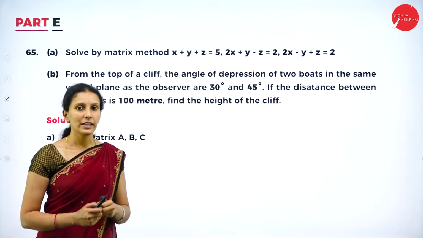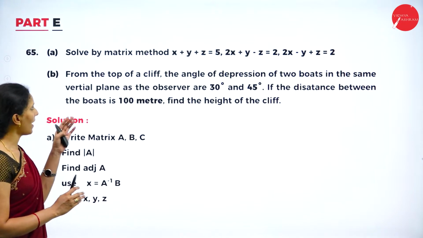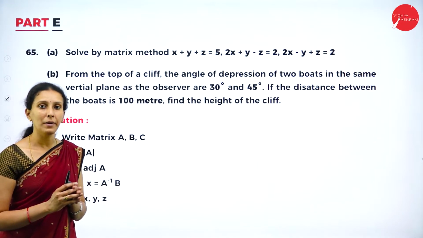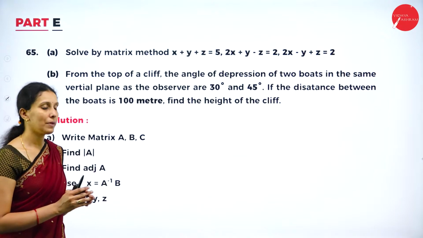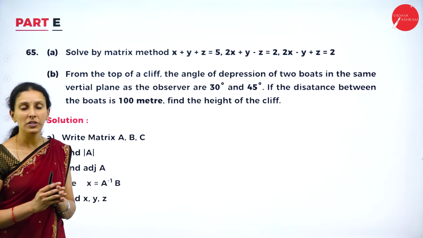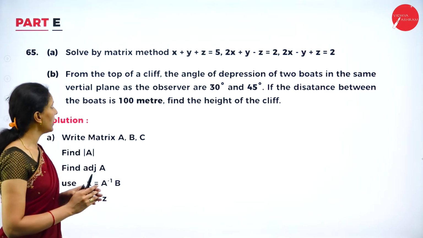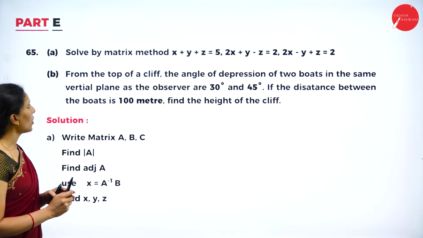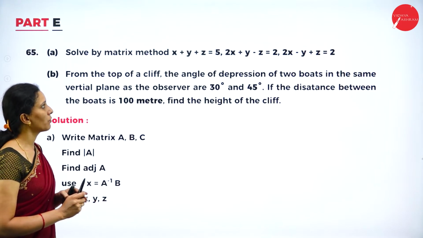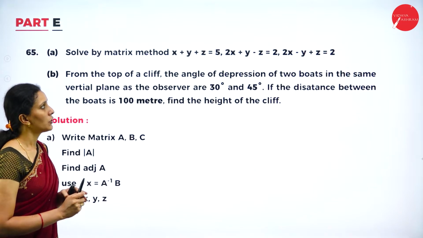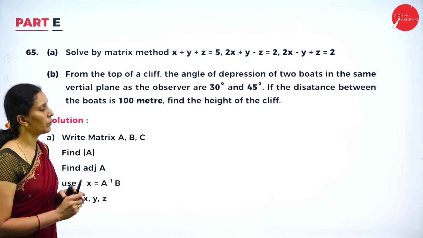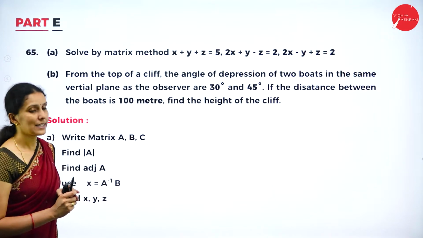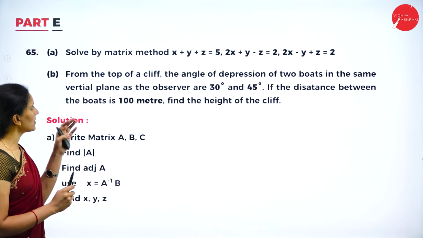So the next question is one question from the matrix, that is solution of simultaneous linear equation by matrix method. Another question is from the chapter heights and distances. So here let's see the first one. Solve by matrix method x + y + z = 5, 2x + y - z = 2, 2x - y + z = 2. So this is the question.